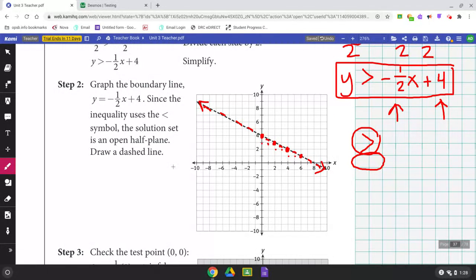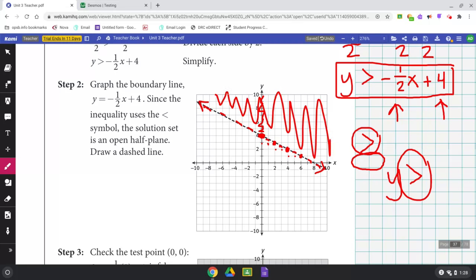Open plane versus closed plane. Remember, a solid line with a closed plane means that solutions lie on that solid line. A dotted or dashed line means that solutions do not lie on that boundary line. So from this point, if we look at just our inequality symbol, y is greater than. From this y-intercept point, in what direction do I need to shade? Up or down? If y is greater, where are my y values greater? Well, they're up here. So I'm going to shade all the region that's above.